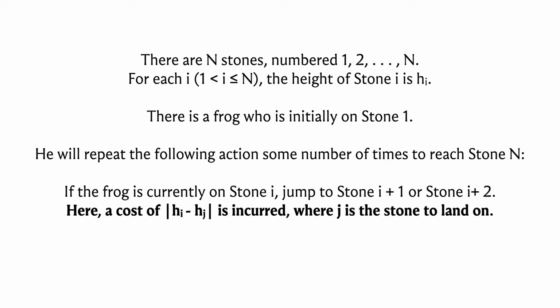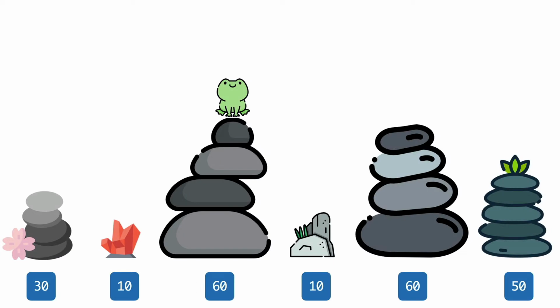Okay, so let's again take a look at a couple of jumps and see how that works. So here, for instance, the frog is on the 3rd stone and he jumps to the 5th one, and notice that the 5th stone and the 3rd stone have the same height. So this was smooth sailing, apparently no climbing involved, so a cost of 0 was incurred in this particular jump.